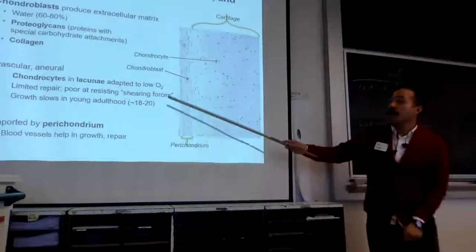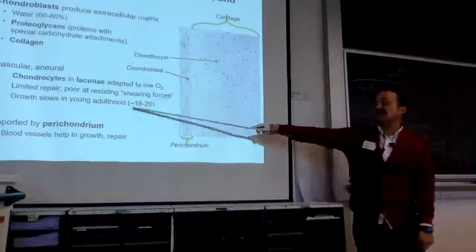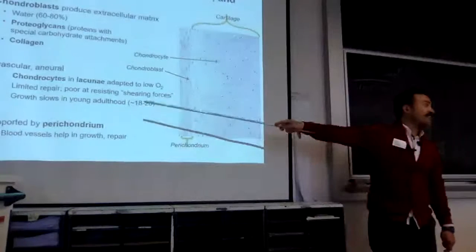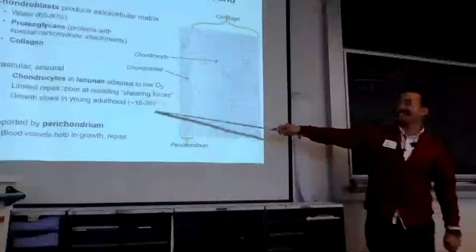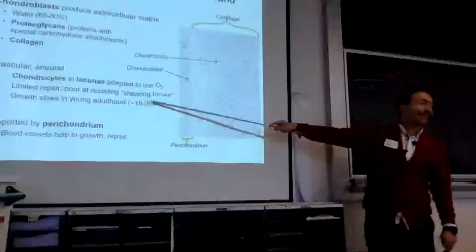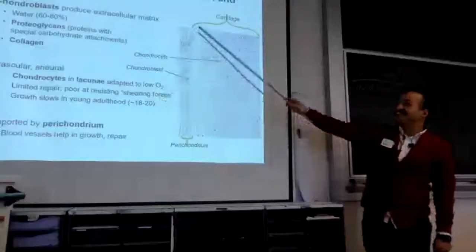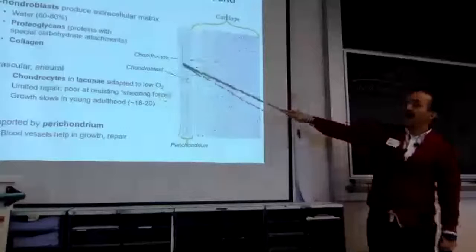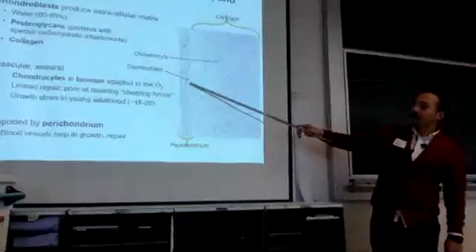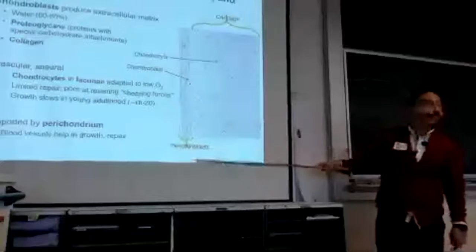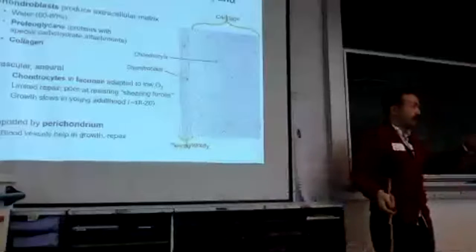Our cartilage growth slows in young adults. So if you tear cartilage now, this is why your joints just don't work anymore. The outer layer where you find the chondroblasts is called the perichondrium. Peri meaning outside, like perimeter.